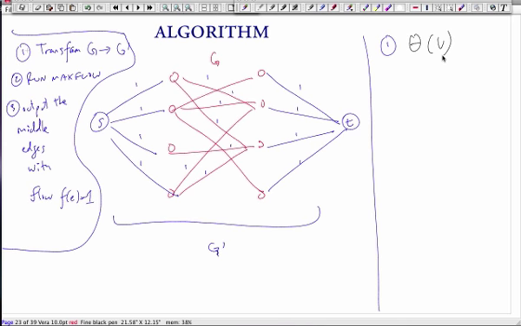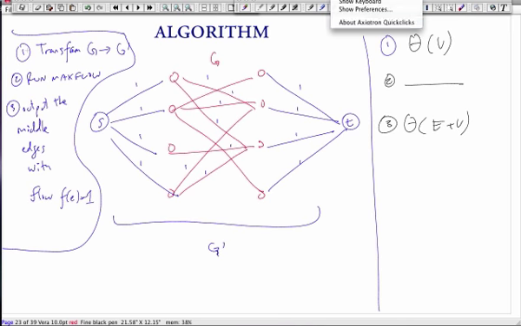Now you're going to run max flow. We'll analyze this step in a little bit. And then you're going to scan all the edges and look for all the middle edges that basically have a flow of one. And those are the edges you're going to output. Intuitive algorithm, right? Just add a source and a sink and call it max flow and we're done.